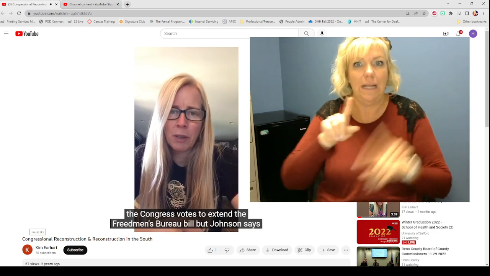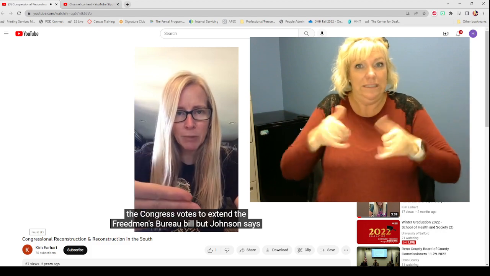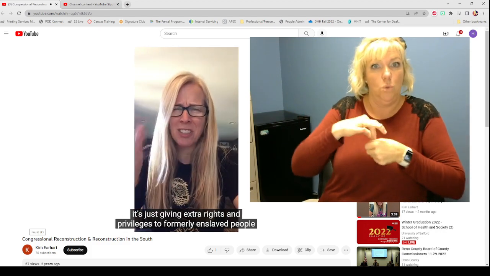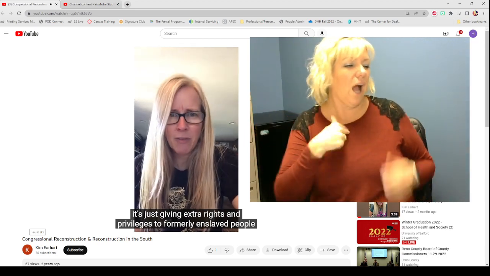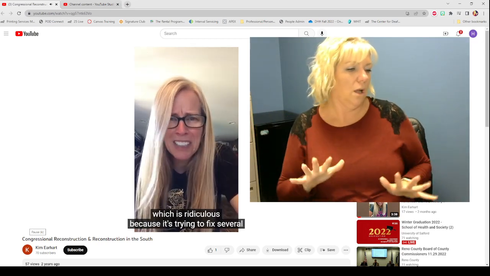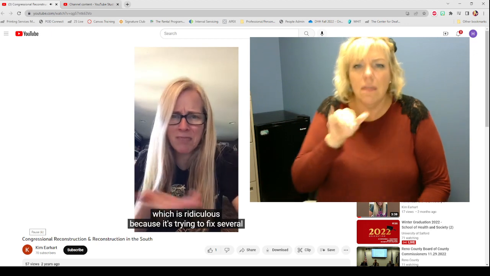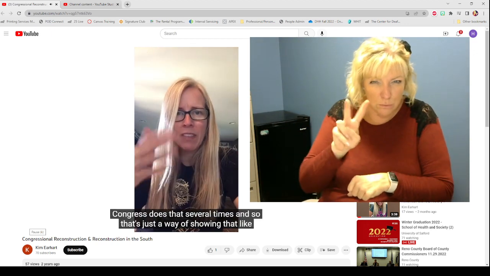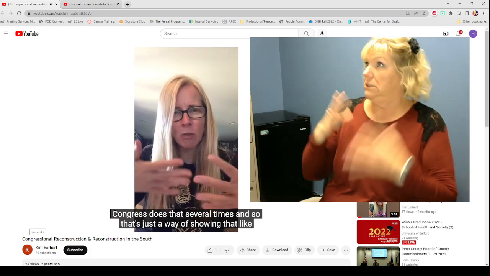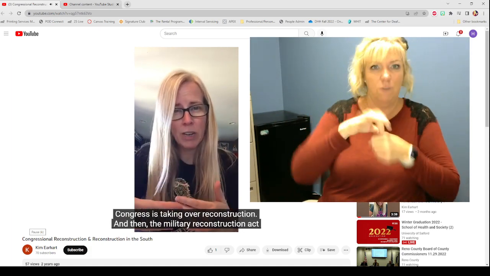And so Congress votes to extend the Freedmen's Bureau bill, but Johnson says it's just giving extra rights or privileges to formerly enslaved people, which is ridiculous because it's trying to fix several hundred years of slavery. So they'll override that veto, and Congress does that several times. And so that's just a way of showing that Congress is taking over Reconstruction.